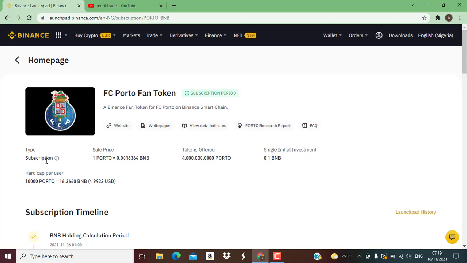The type is subscription and the sales price is 1 Porto equal to this amount of BNB, which is equal to $1. And this is the total number of tokens offered to Binance for this Launchpad, which is 4 million Porto token. The initial investment, that is the minimum BNB you can use to participate, is 0.1 BNB. And the subscription period is on, so you have to log into your account and do the subscription.